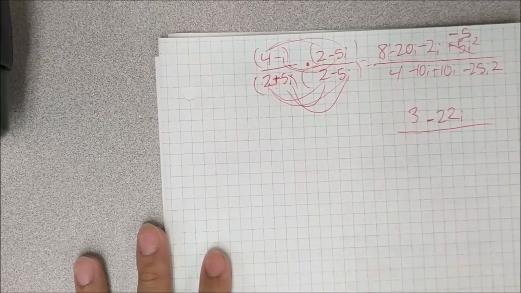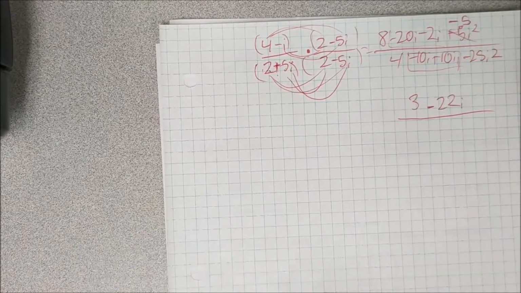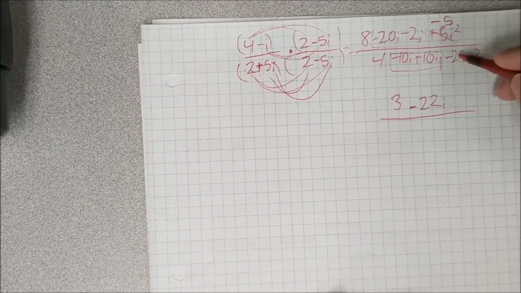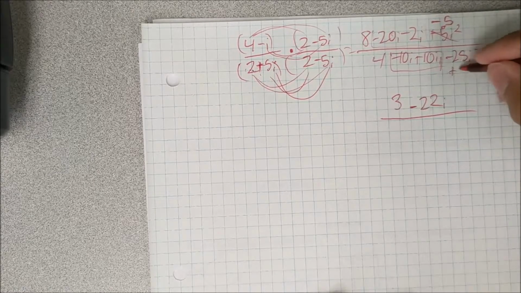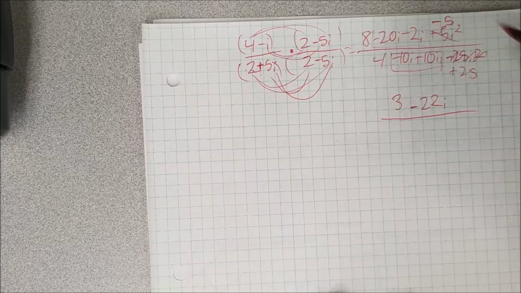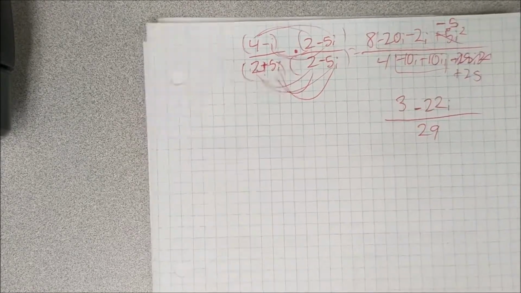Okay, now working with the denominator, these middle two terms cancel out. That's the whole point of the conjugate. And then negative 25i squared is negative 25 times negative 1, which switches to positive 25. So 4 plus 25 is 29. Okay, so that's choice C.